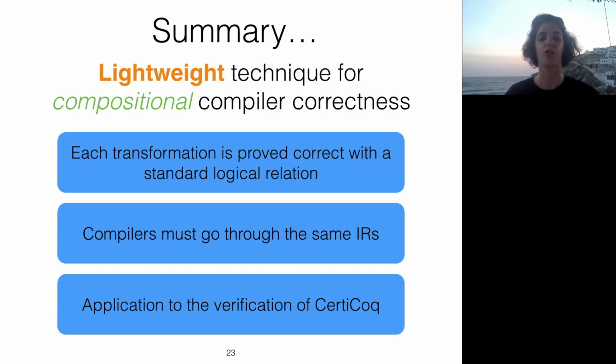So to summarize, we present a novel lightweight technique for compositional compiler correctness that we use to obtain a compositional compiler correctness theorem for the Certicox compiler. The key idea we introduce is that we do not need transitivity to obtain a top-level compositional relation for a multipass pipeline, as long as we are willing to accept the restriction that compilers go through the same sequence of intermediate languages. This technique is compatible with standard logical relations or any other relation that is adequate and compatible with linking.